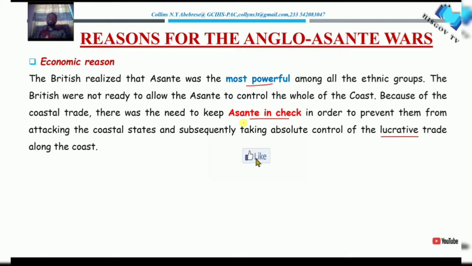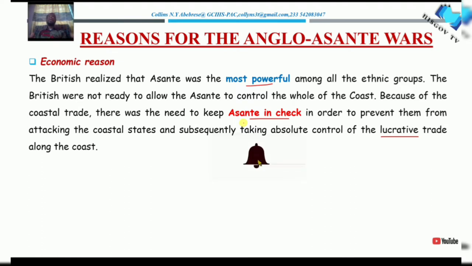the British wanted to keep Asante in check. So they attacked Asante in order to bring Asante down, to subdue Asante so that peace would prevail for the British to trade. I hope you understand it. The British wanted to trade with the local people, including the Asantes themselves. However, Asante, which was the most powerful and stubborn among the empires, constantly waged wars against the coastal states or the southern states. Okay, and in that environment, trade could not flourish.